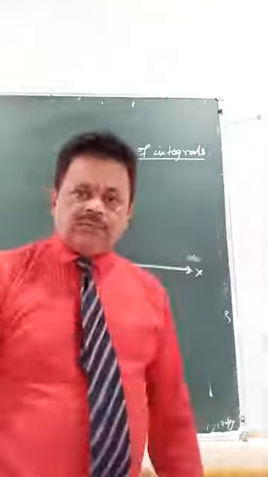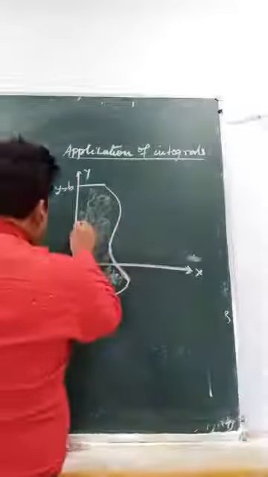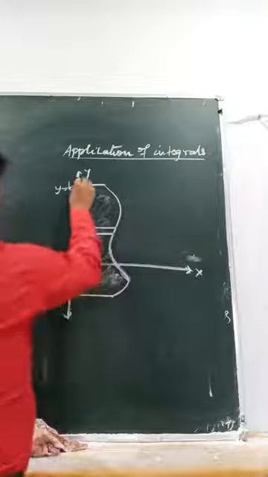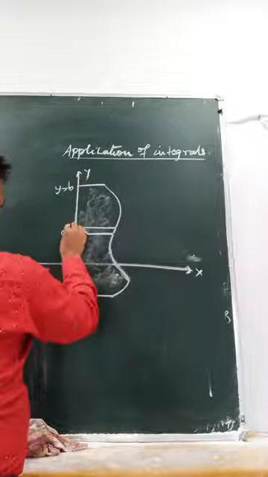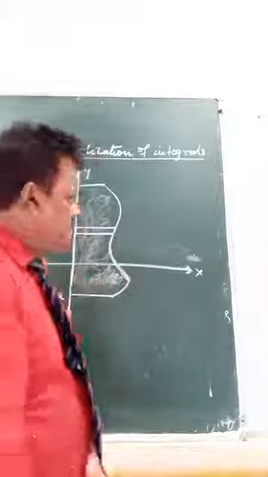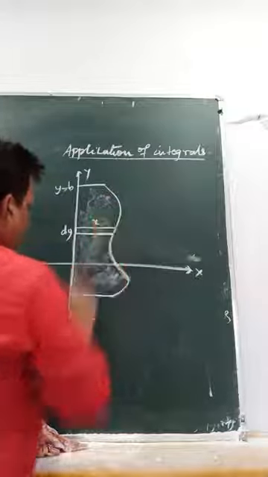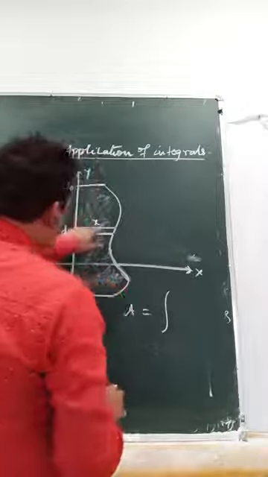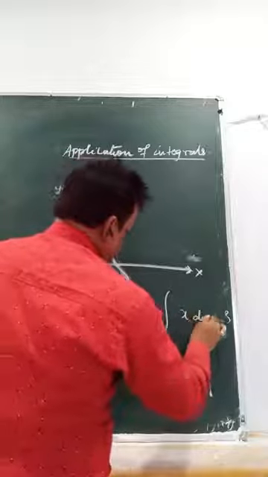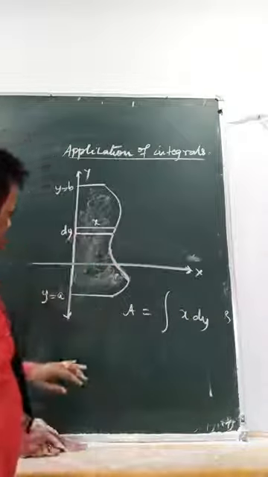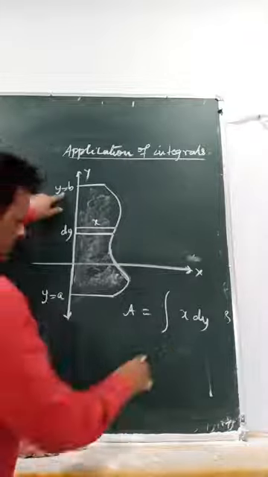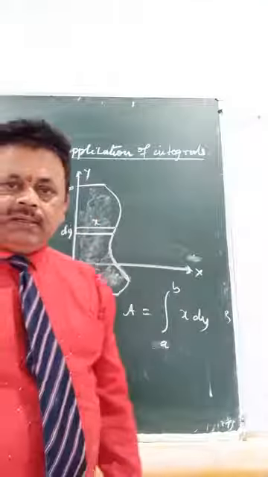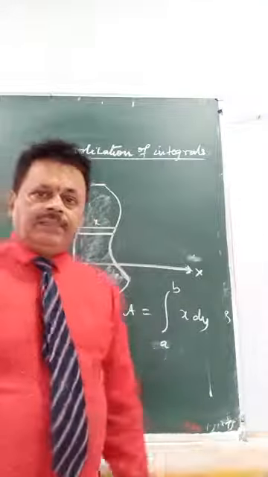So how to find it? What will you do? I'll take a small portion here. From y I have taken a small portion, so this is your dy. This is your x value. So its area is, length into breadth, x dy, and if you want to find the total area, lower limit to upper limit, that is a to b. So it is x dy if your curve is to the right side.